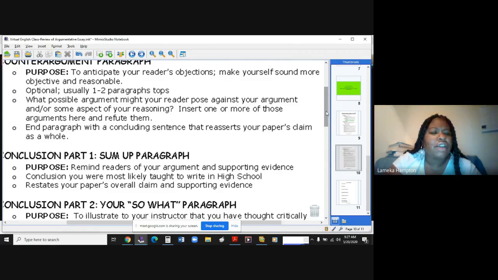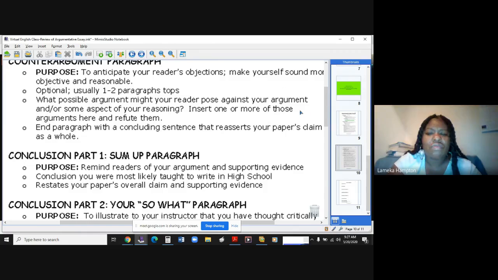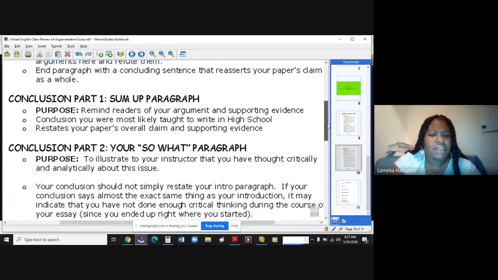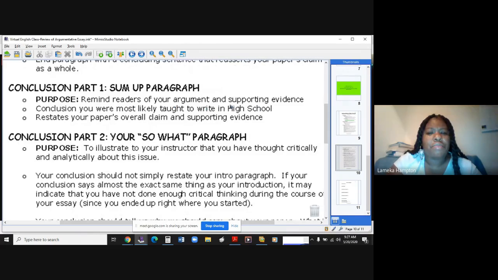All right. So now it says conclusion, sum up paragraph. You remember, a conclusion is only one paragraph. All right. So it says, remind your readers of your argument and supporting evidence. And this is what I said yesterday. Restate your paper's overall claim and supporting evidence. Do not rewrite. There is a difference between restating something and rewriting. When you are rewriting something, you are literally, verbatim, word for word, rewriting everything. That's not what you want to do in your conclusion. You want to restate, or sum up everything in your paper. Put a nice little pretty bow on it. That's what you want.